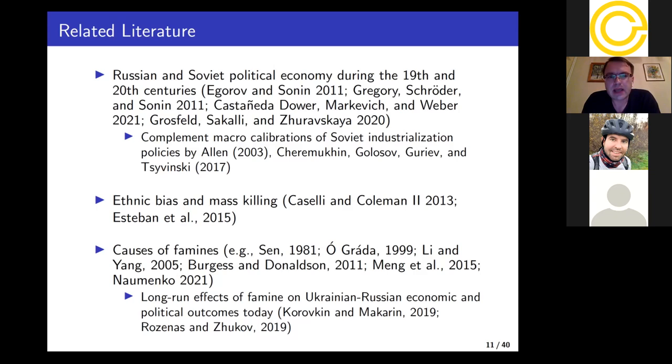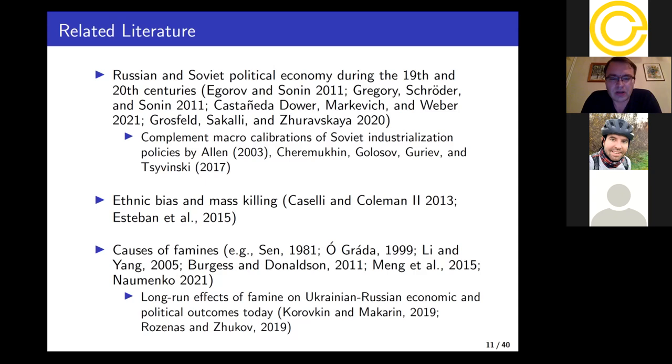Next, our paper is related to the ethnic bias and mass killing literature. There are a couple of papers which model these events, and our results are broadly speaking consistent with these theories. In particular, the Esteban et al. paper argues that such shocks are more likely in the presence of abundant natural resources. So if you think about agriculture as a natural resource, our story is consistent with their theory. And of course, our paper contributes to famine studies.